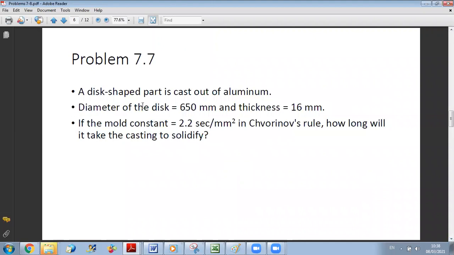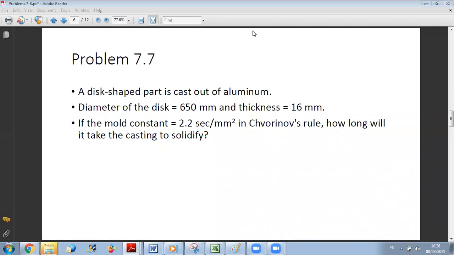A disc-shaped part is cast out of aluminum. The diameter of the disc is 650 millimeters and its thickness is 16 millimeters. If the mold constant is 2.2 seconds per millimeter square in Chvorinov's rule, how long will it take the casting to solidify? So let us go back to the formula.